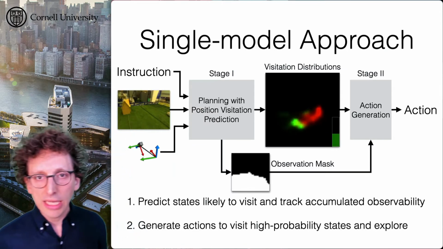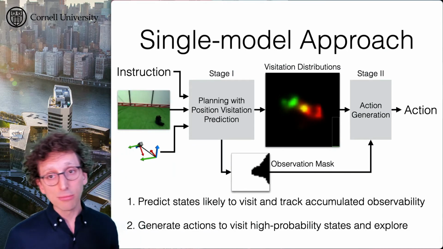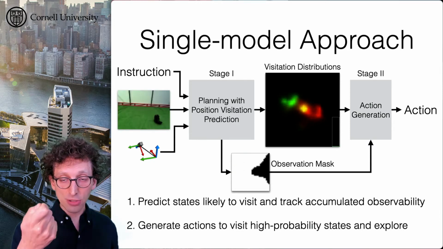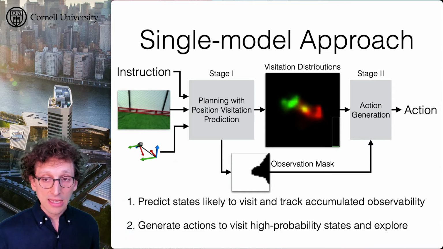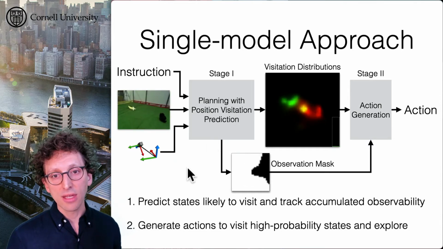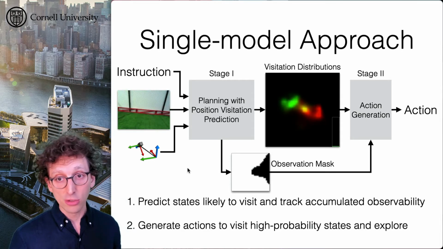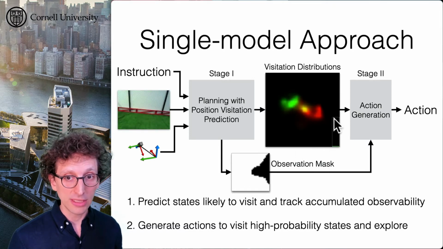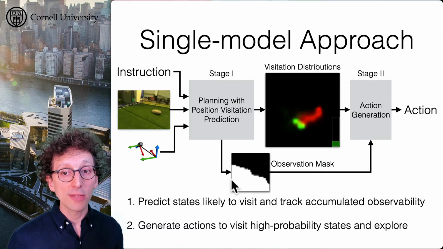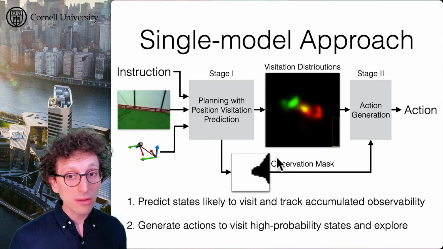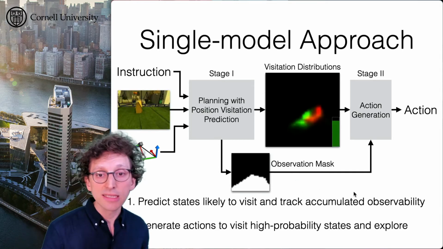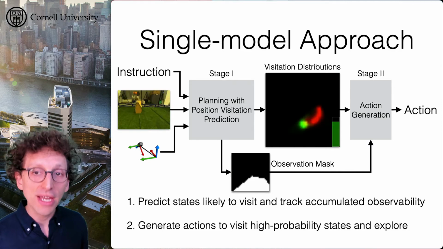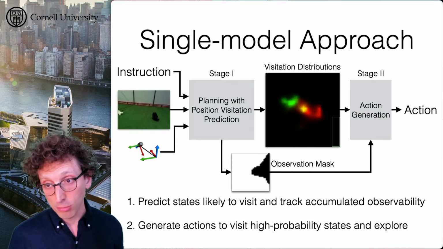So what we propose is we design a single model, a single neural network, divided into two stages with interpretable intermediate representations. In the first stage, we predict states that we are likely to visit and track accumulated observability. This means that we generate this visitation distribution, which I'll define more formally in a minute, and this observability mask of what parts of the environment we have observed. Given these two intermediate representations, in the second stage, we generate actions to visit high probability states and explore the environment, and at the end, stop at the goal position.